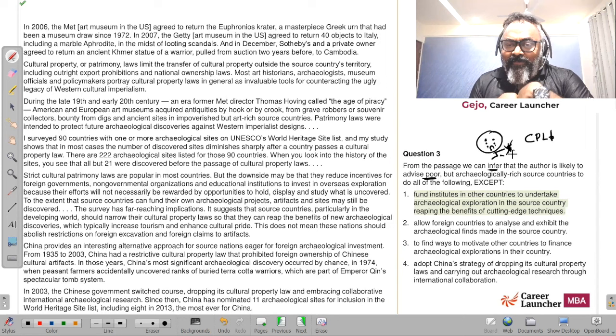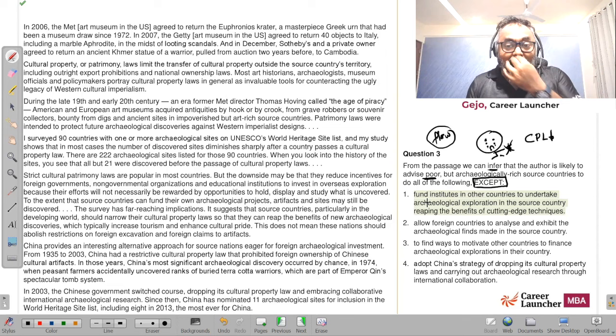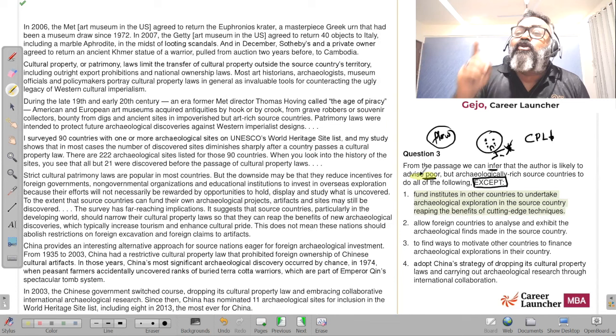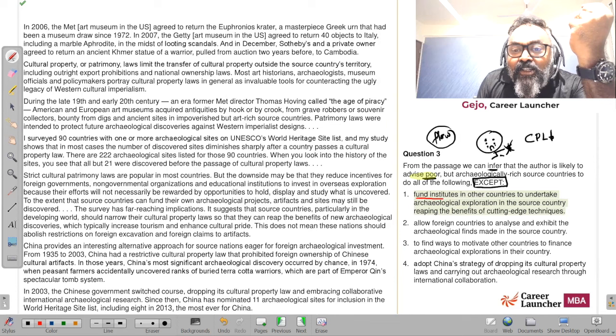Each of the following except. So this is an except question, which means we are trying to find a flaw, something that is not aligned with the author. All right, so what should the poor countries do? What does the author tell the poor country? Answer choice number one is saying, fund institutes in other countries.